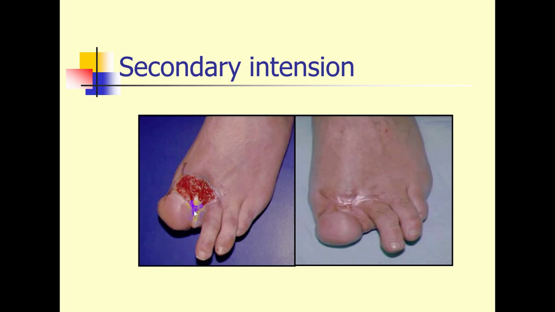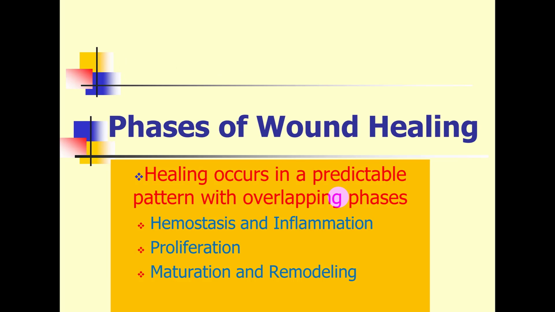Third element, epithelialization from the edges of the wound until remaining only scar tissue of that previous wound. Phases of the wound healing. How does it occur? What is the pathophysiology of wound healing?